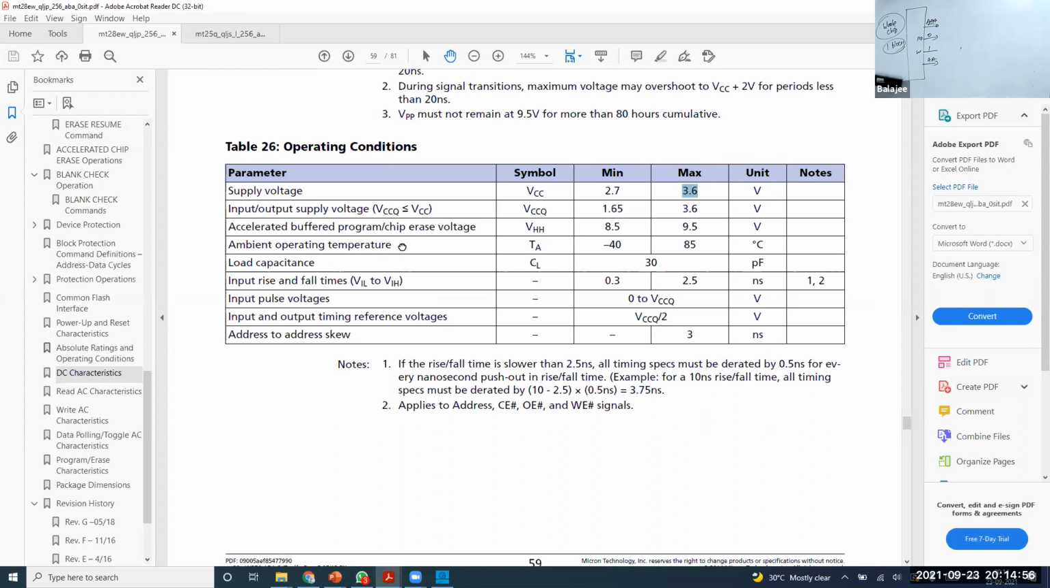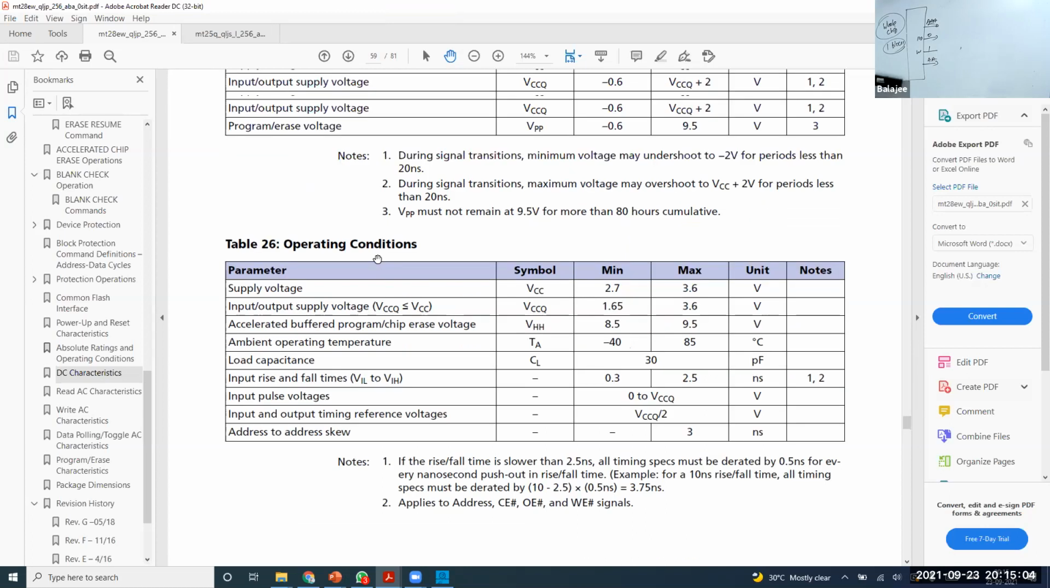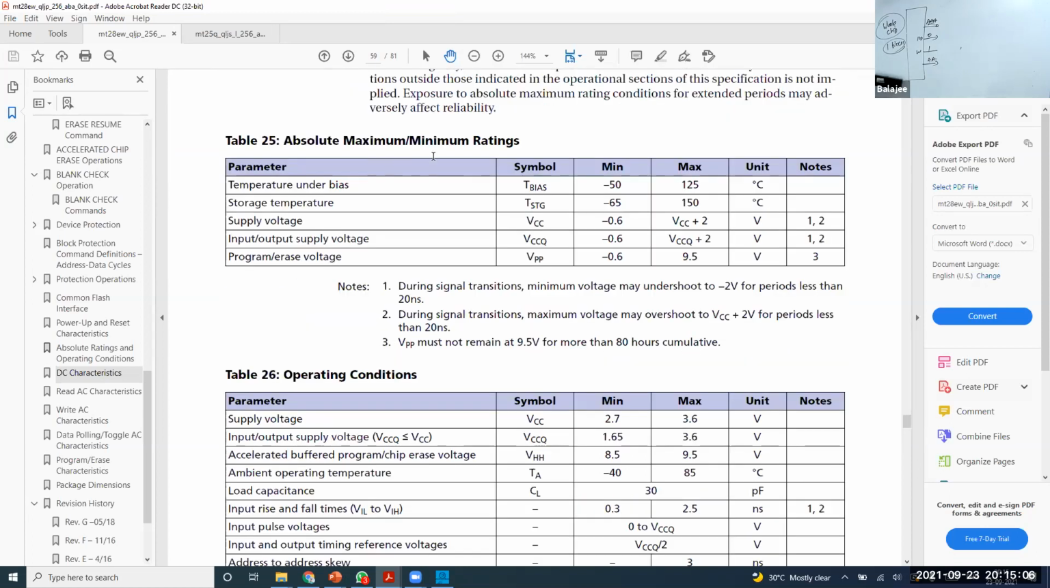Then what is the temperature? That is another important one: minus 42 to plus 85. These are the things that will tell you the operating condition. And this is the absolute maximum. We cannot go beyond that. You cannot go beyond that. It's called absolute maximum.